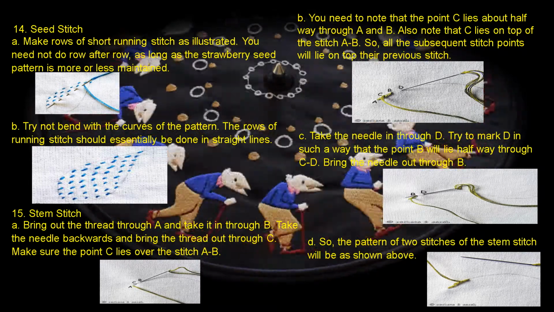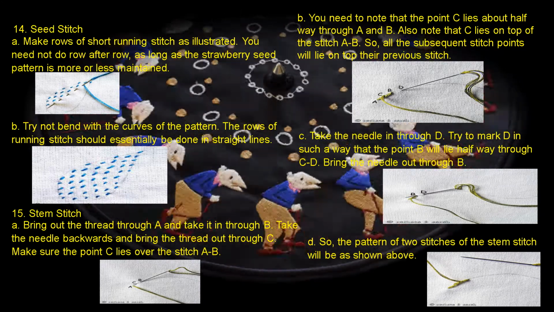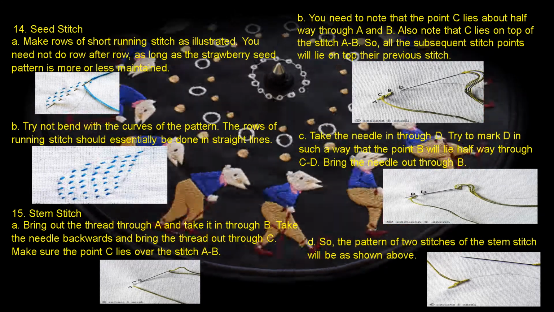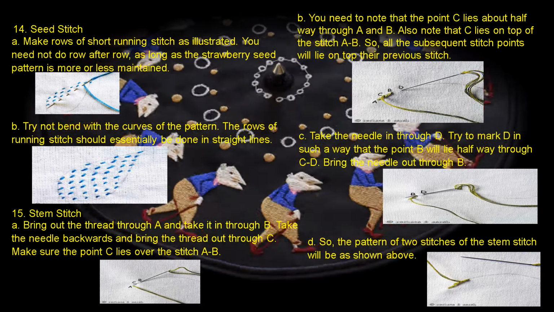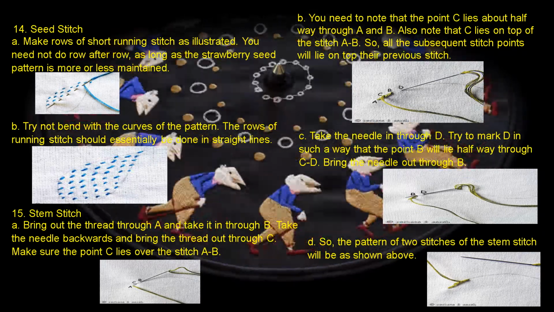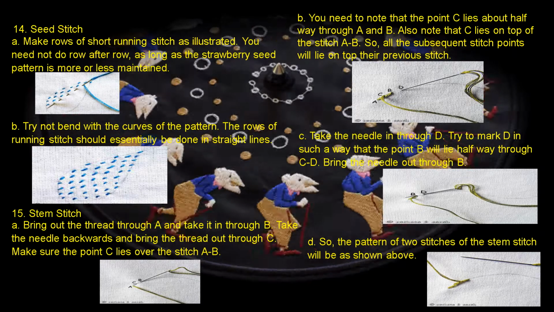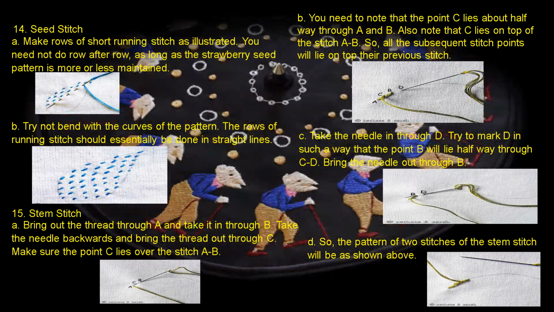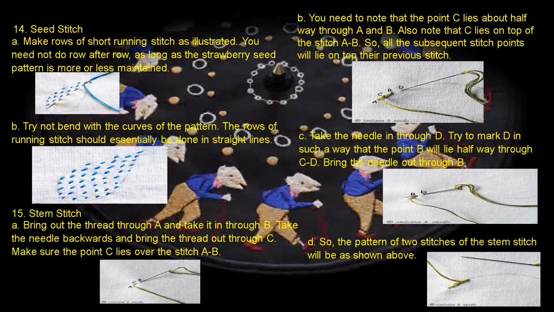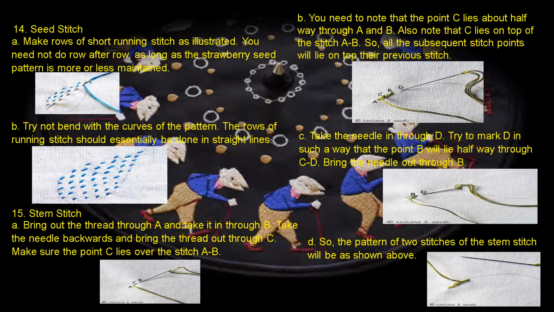Take the needle in through D. Try to mark D in such a way that the point B will lie halfway between C and D. Bring the needle out through B. Letter D. So, the pattern of 2 stitches of the stem stitch will be as shown above.